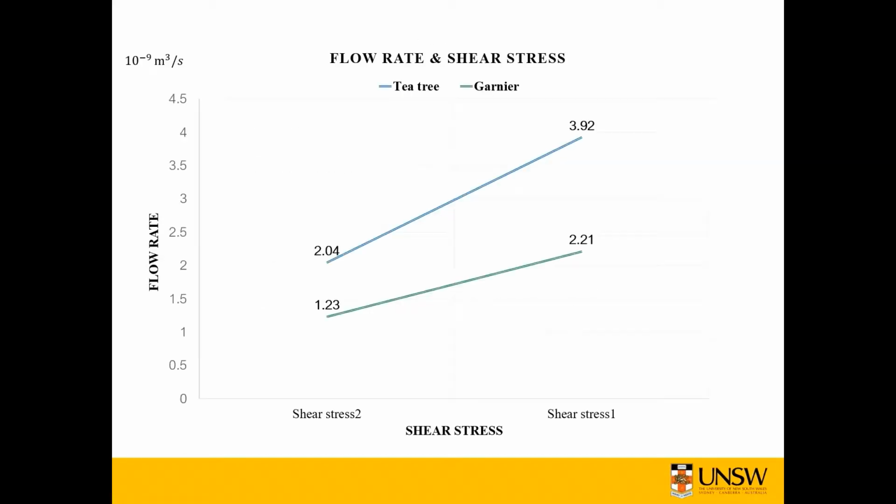The first graph suggests the effects of shear stress on flow rate. According to the calculation result, shear stress 1 is more than shear stress 2 because of the reduction of weight. Obviously, the flow rate of tea tree and Garnier shampoo both had a dramatic increase with increasing shear stress. Therefore, we can assume that the viscosity decreases with the increase of shear stress.